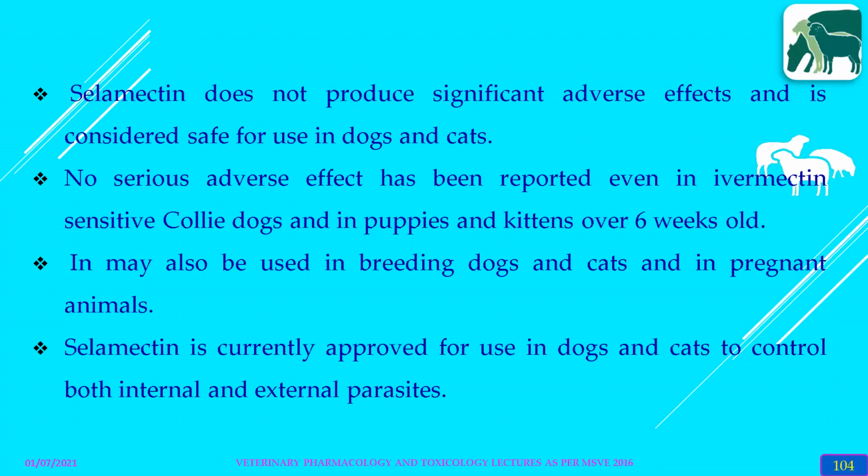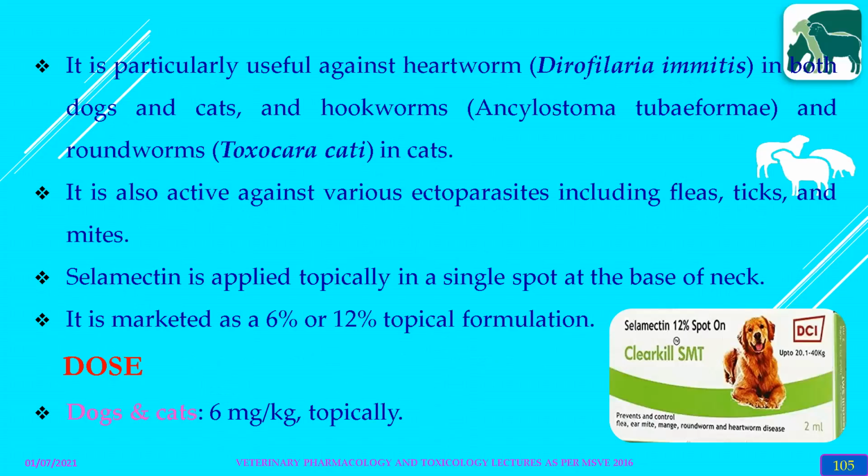Selamectin is currently approved for use in dogs and cats to control both internal as well as external parasites. The indications of selamectin are against heartworm, hookworm, and roundworm or pinworm. It is very effective against various ectoparasites, including fleas, ticks, and mites. It is applied topically as a spot at the base of the neck, and is available as a 12% spot-on preparation.